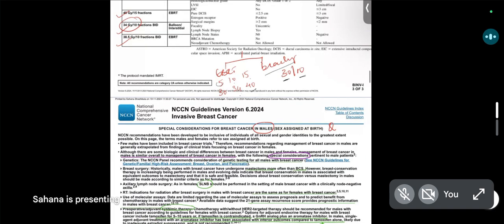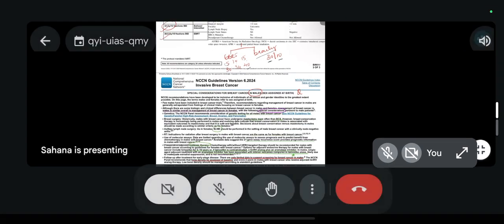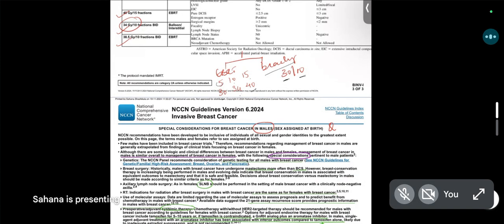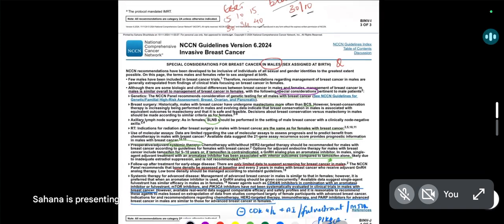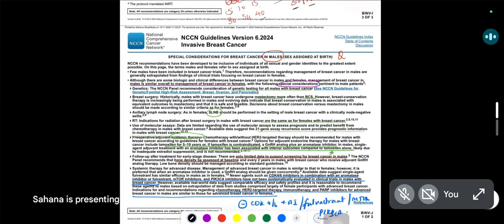Question on male breast cancer is given here. Males have similar prognosis, similar treatment to their female counterparts. The lacuna in male breast cancer is that only few trials have included male breast cancer for evidence-based medicine. Otherwise, what you will have to look at is NCCN here. Few males are included in breast cancer trials, and therefore recommendations here are generally extrapolated from the studies that are done on females.